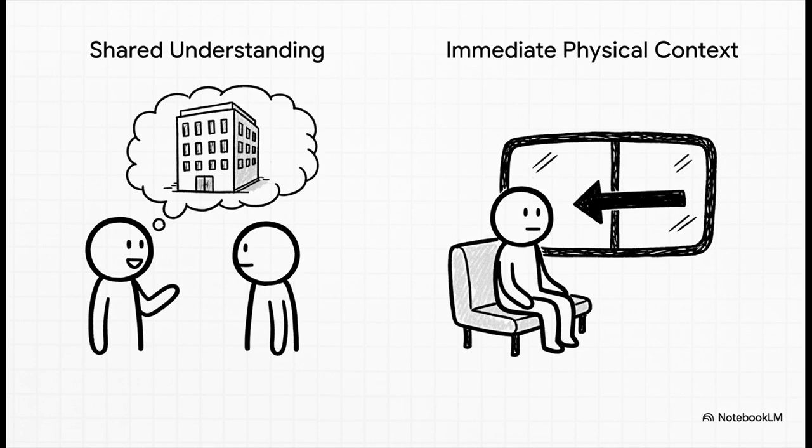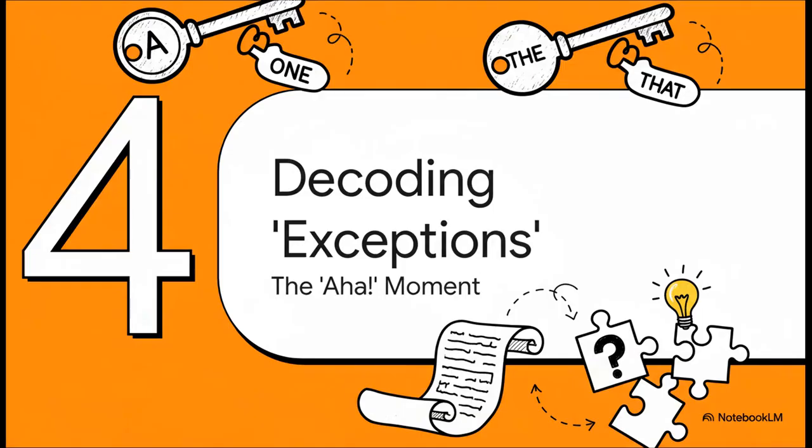If you tell your roommate I'm going to the office, they know you mean your office. If you're sitting in a car and ask, can I open the window, you're obviously pointing to the window right next to you. The context does all the pointing for you. Okay, so we have our two keys. A means one, and the means that.